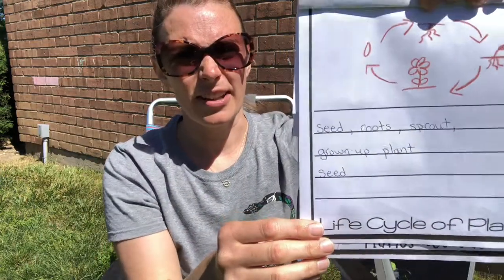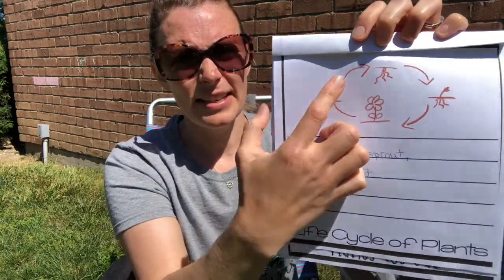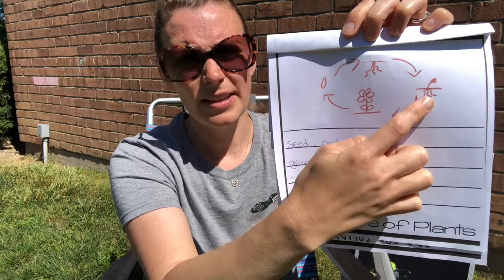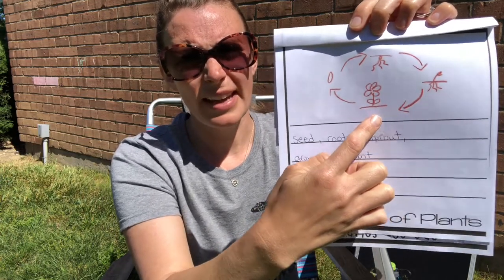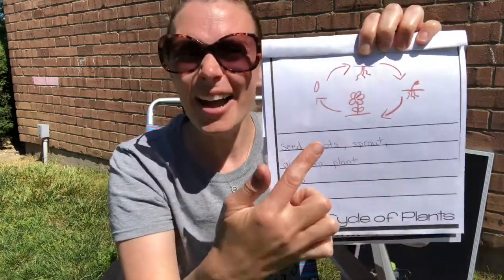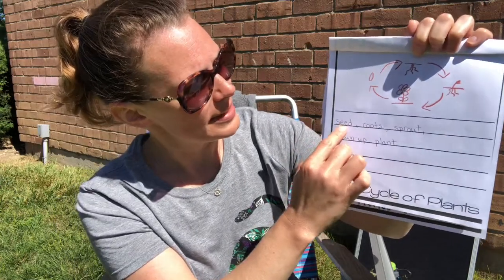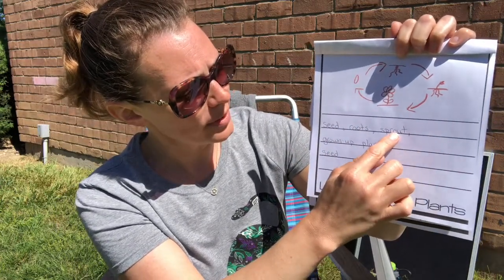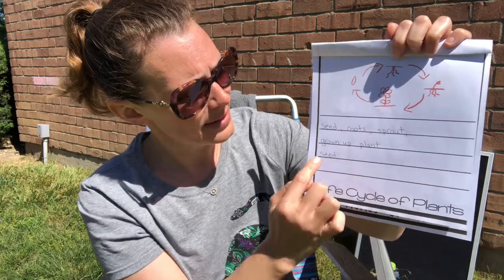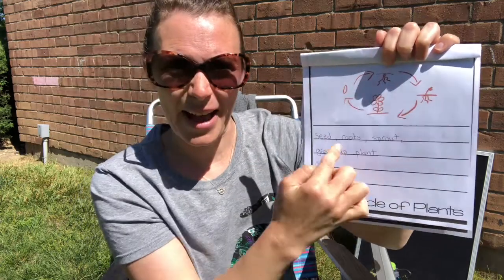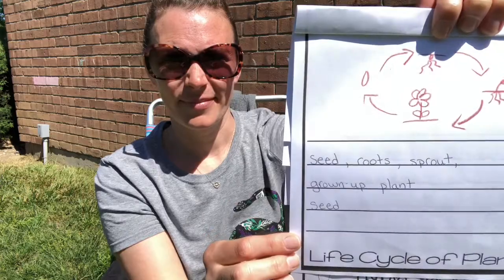And here is my life cycle of a plant. So I have the seed, the roots growing, the small sprout, and then a flower. I made mine a flower. You could also make yours a tree or something else, some sort of plant. And I wrote seed, roots, sprout, grown-up plant, seed, because it goes around back to the seed again. I didn't use a lot of colors on that page, but you could get as colorful as you like.